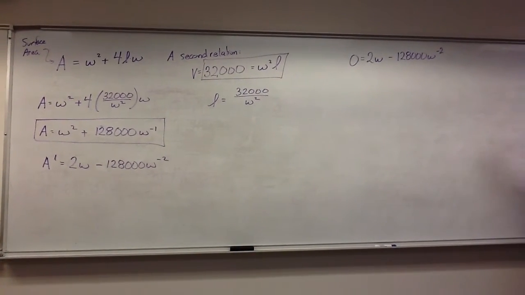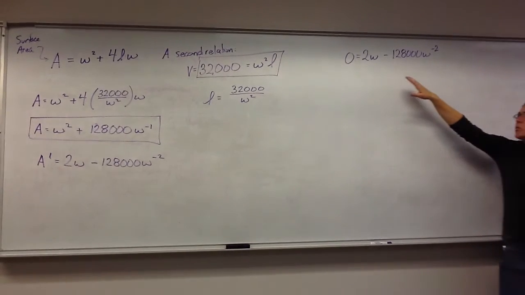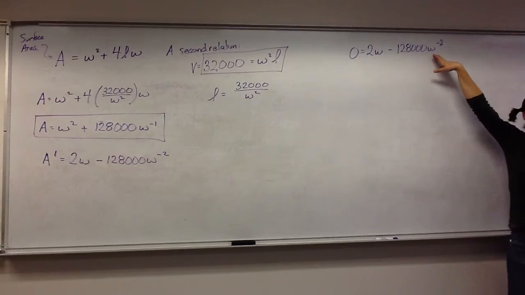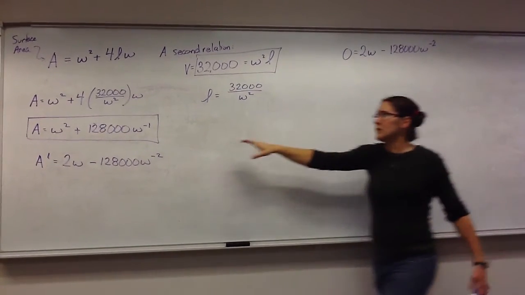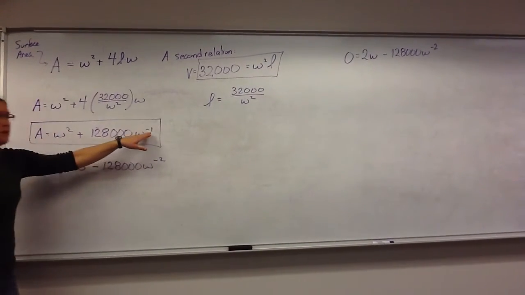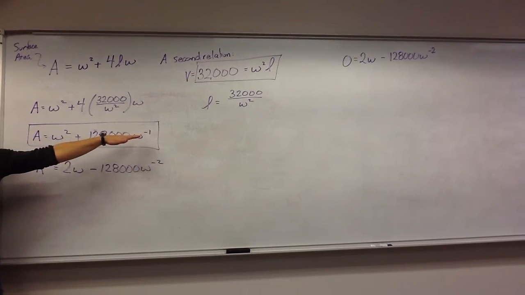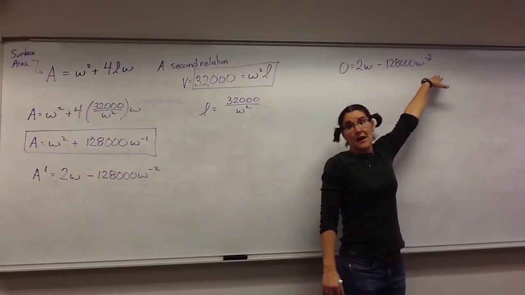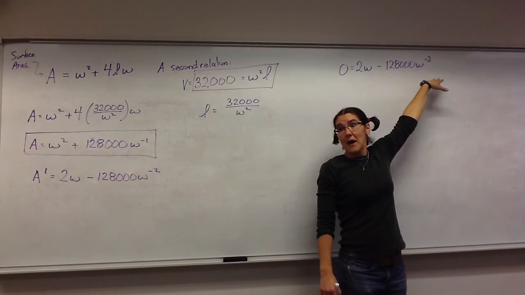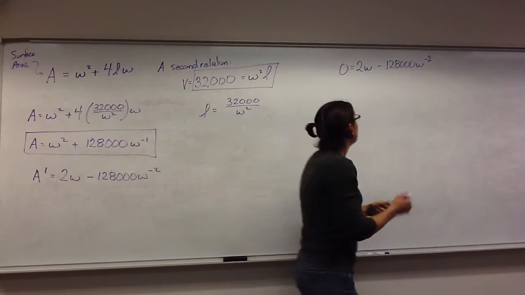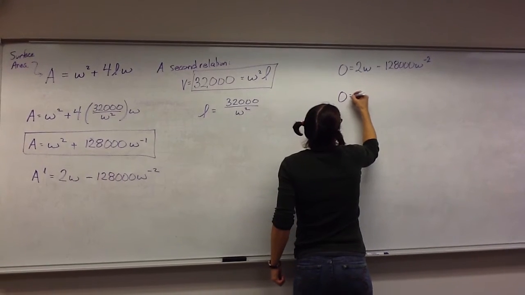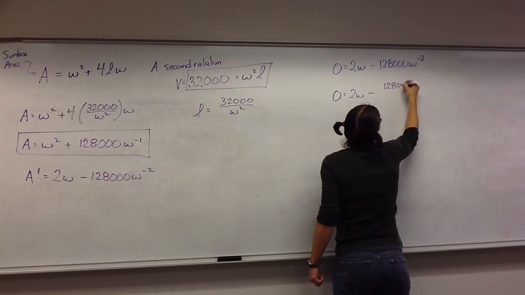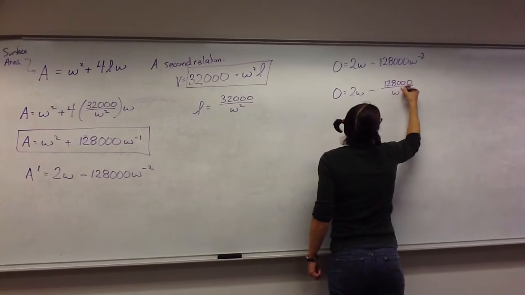Okay. So now we want to solve this equation for W. One of the issues that I'm running into here is this W to the negative 2. In order to take the derivative, it makes sense to write W to the negative 1 so I can use the power rule pretty quickly. But in terms of solving an equation, it's easier to not have variables raised to a negative power. So in terms of the algebra, it might make sense for us to write this as 0 is equal to 2W minus 128,000 over W squared.